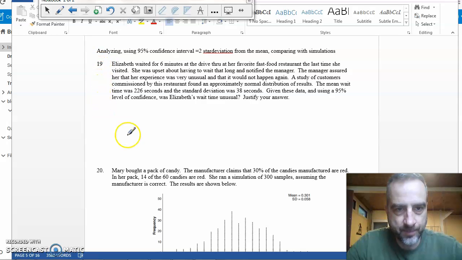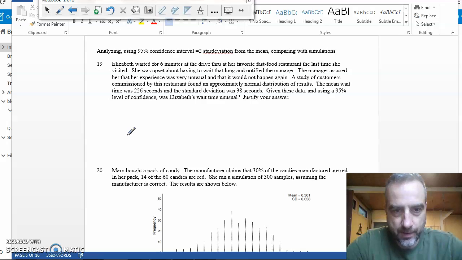So number 19: Elizabeth waited 6 minutes for fast food. She was upset having to wait so long. So the manager said her experience was very unusual, so out of the norm. So we'd expect that to be outside the 95%. So they did a survey, and they said the mean was 226 seconds, and the standard deviation was 38 seconds.